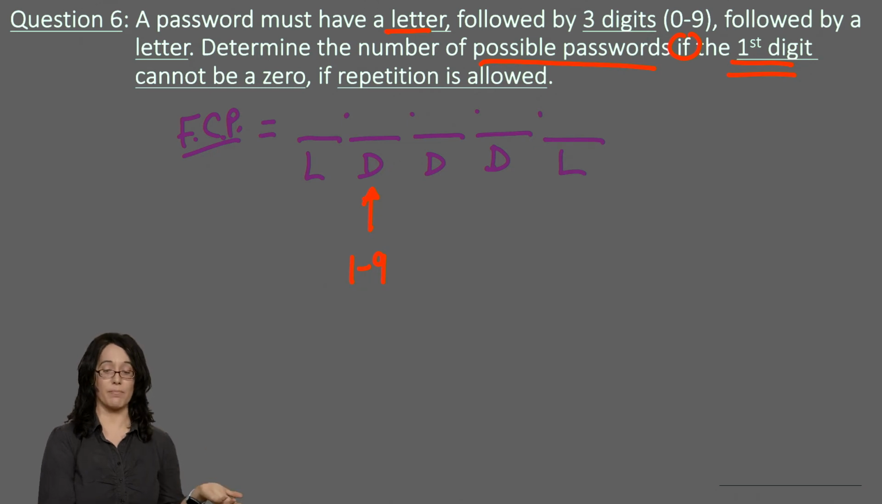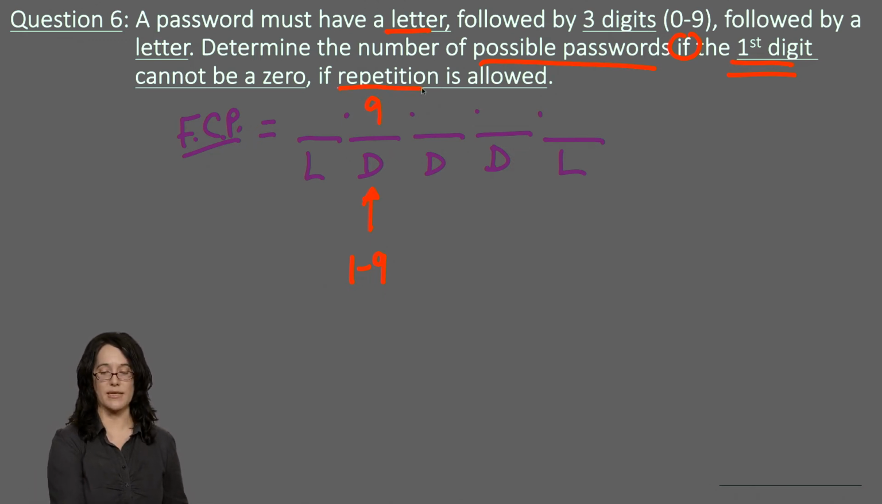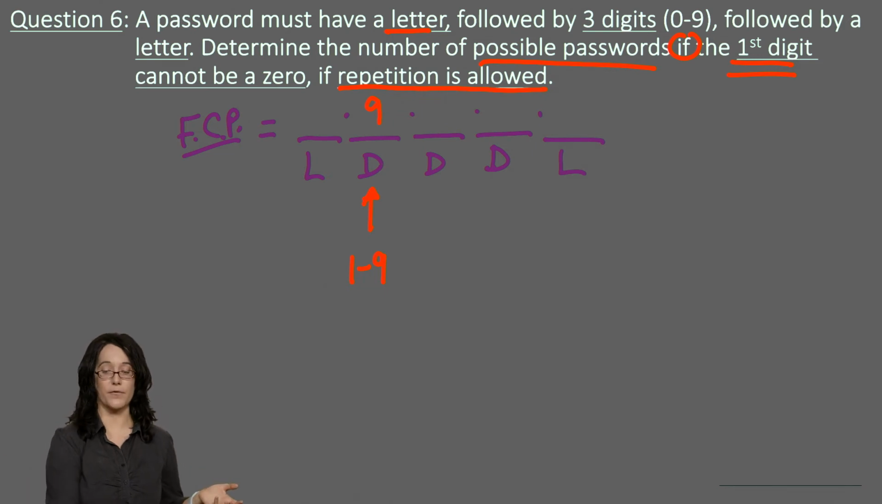So that's how many of them? 1, 2, 3, 4, 5, 6, 7, 8, 9. 9 opportunities, right? And they also tell us something very important. Repetition is allowed. What does that mean? Well, that means if I used a digit for that first slot, I can repeat it in the second or the third slot. Okay, so I could use those digits again. And it also means that if I used a letter for the first letter here, I could use it again at the end for my last letter.